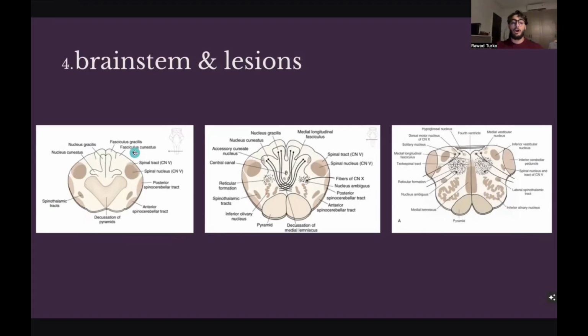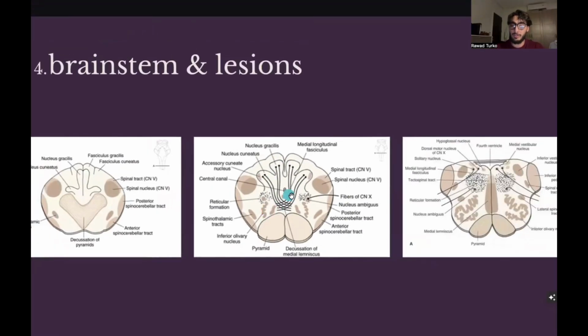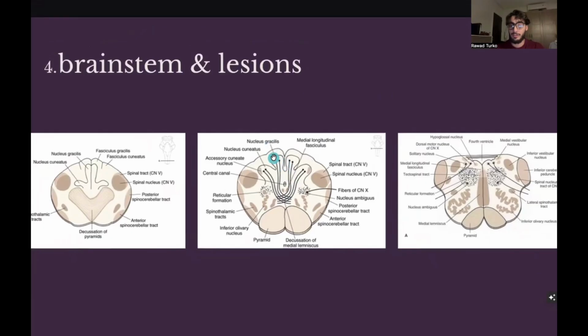Again, these are all in the caudal medulla. We have the spinal tract and the spinal nucleus and the spinocerebellar tract. So all of these are ascending pathways. So that's why we mentioned that they're lateral. And again, this is a cross section of the medulla. Now here, these are the ones that you mainly need to remember. These two. So here you have the decussation of the dorsal column or the medial lemniscus. So you have the nucleus gracilis here.